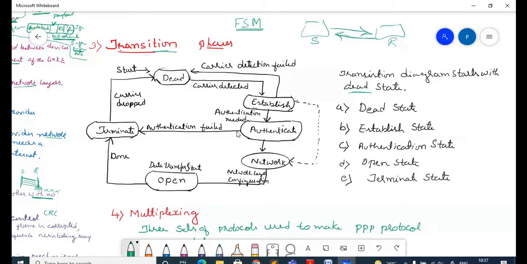Another one is after exchange of data, it is going to change the state from open to terminate. Once the system is in terminate state, there is no exchange of data, so then carrier is going to be dropped and it will move to the dead state. So wherever the system was there in the beginning, it will move to the same state. So it is inactive state. Dead state means it is inactive state. So no operation is going to take place.